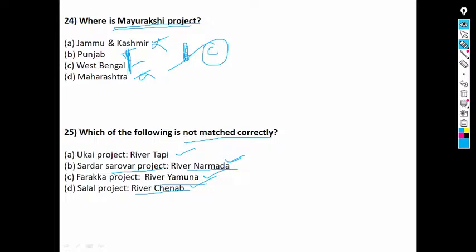Which of the following is not correctly matched is given. Ukai Tapi is correct, Salal Chenab is correct, Sardar Sarovar Narmada is correct. Farakka project is not on the Yamuna. This is wrong. So the answer is your C. Farakka project is on the river Ganga.